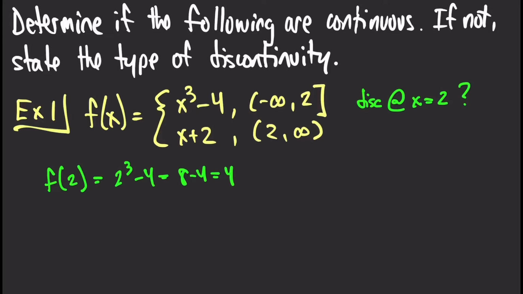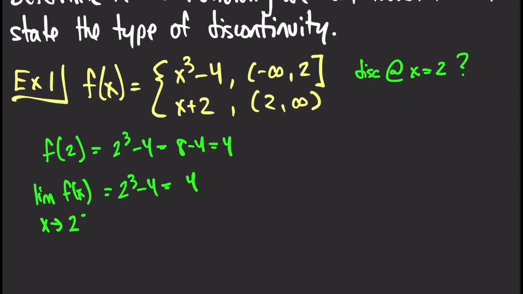So now I need to do the left-hand limit. How do we write that down? That's going to be the limit of f of x as x approaches 2 from the left. Well, 2 from the left means negative infinity to 2. It's this interval right here, which means, again, I'm going to be using that piece, the x cubed minus 4. So once again, it's going to be 2 cubed minus 4. We've already established that's equal to 4. So I've got 2 out of the 3. Remember, you need 3 out of 3 if it's to be continuous.